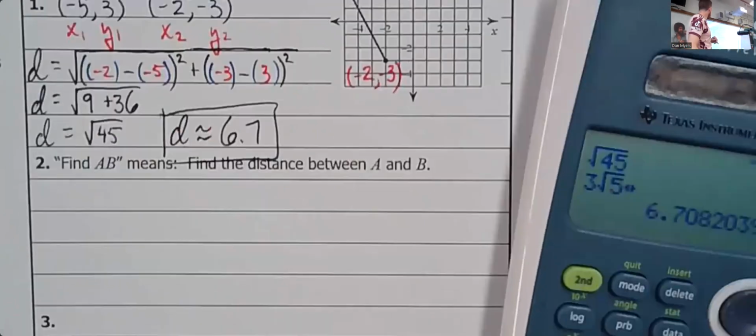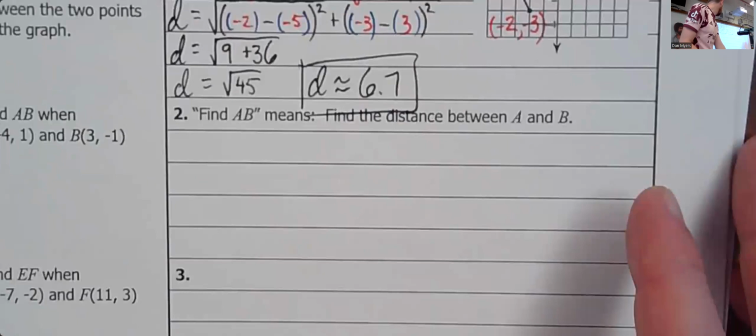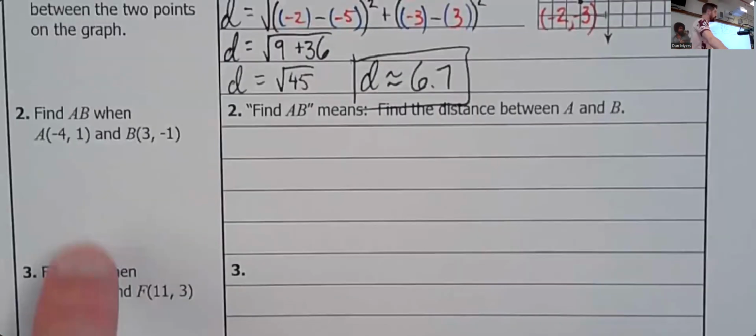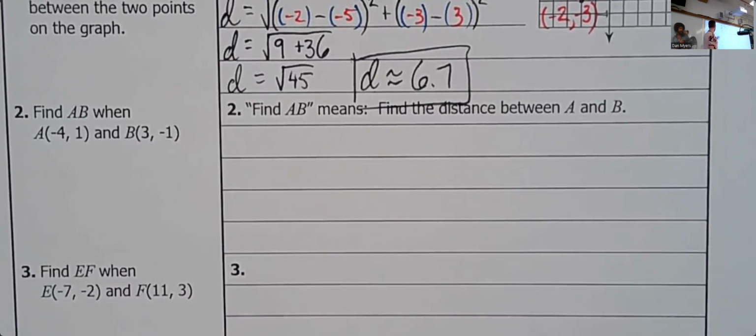All right, let's go to problem number 2. So this says find AB. So problem number 2, find AB when A has coordinates of -4, 1, and B has coordinates of 3, -1. So point A is at the location -4, 1, and point B is at the location 3, -1. And what that means is find AB just simply means find the distance between those 2 points. So it actually tells us what the 2 points are this time, which makes things pretty convenient for us.